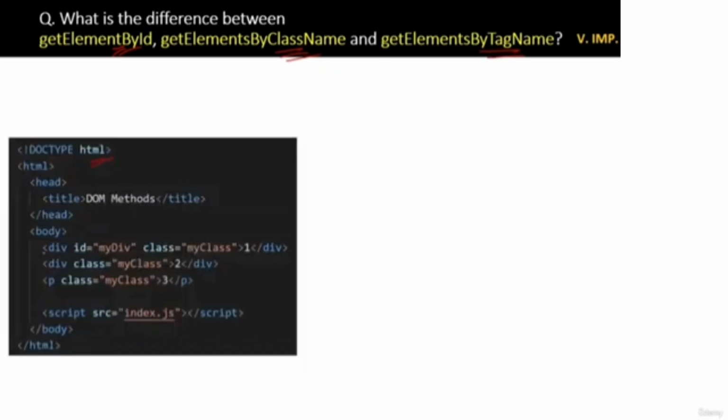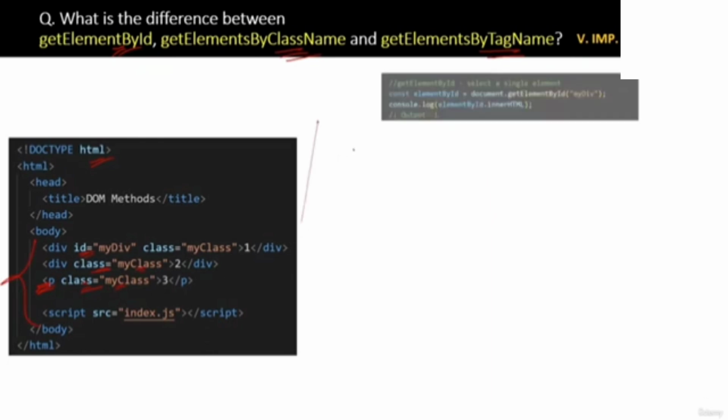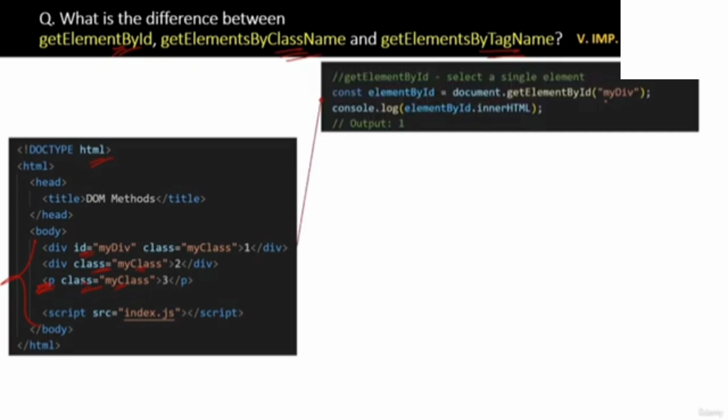What is the difference between getElementById, getElementsByClassName, and getElementsByTagName? Again, a very important question. Imagine we have a HTML like this. Here we have some elements, some are paragraphs, some are elements with IDs like this, and some are with classes like myClass. Now, in order to access these elements, we have three selector methods. The first is getElementById. It is used to select a single element by ID. Okay. So basically, inside the brackets, we will pass the ID of the element as a parameter, and then we hold that reference in some variable like this.